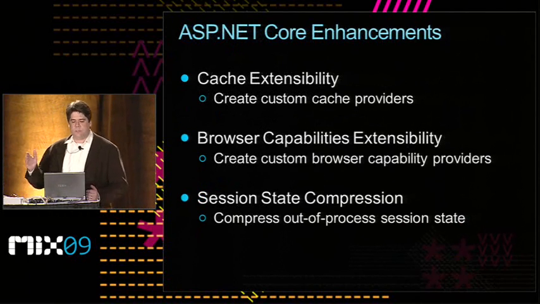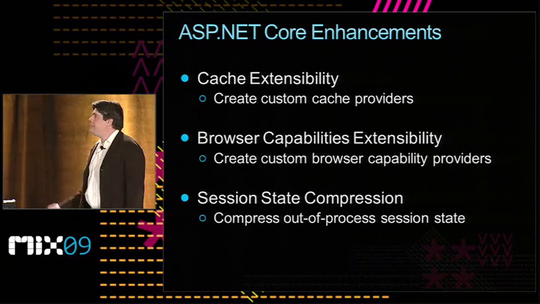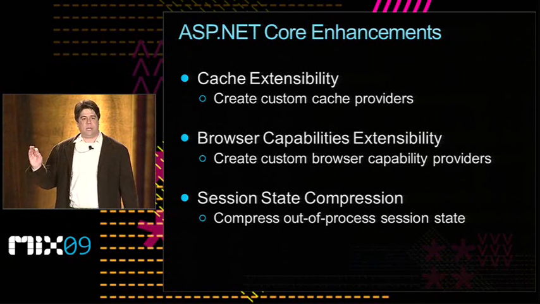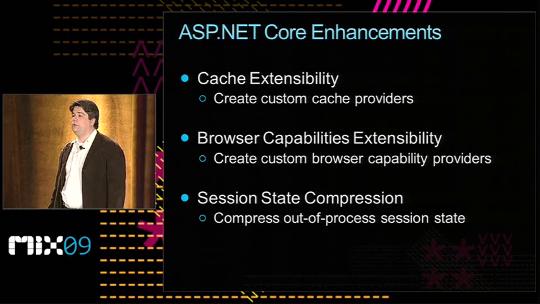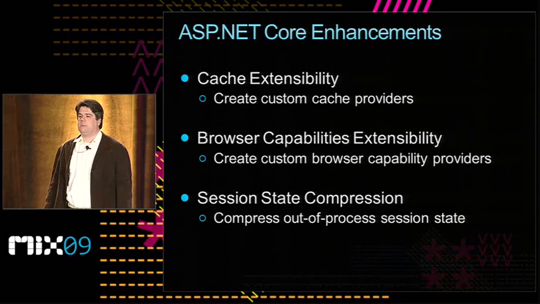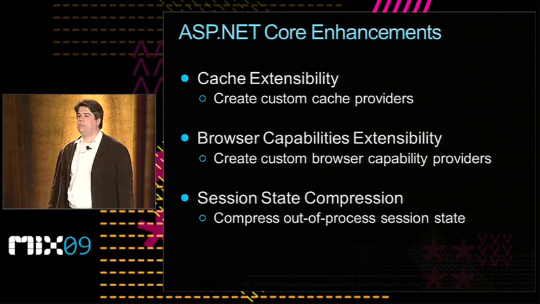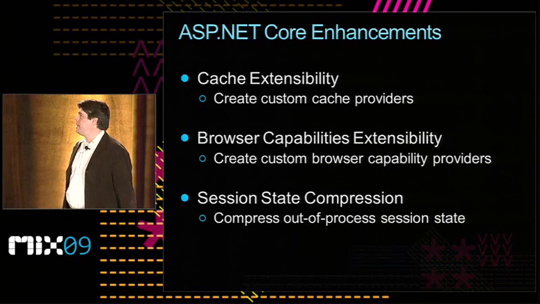ASP.NET Core enhancements. I'm just going to mention these very quickly. Cache extensibility. I'm super excited about Velocity. I know there's some sessions on Velocity. If you haven't looked at Velocity yet, Velocity is the code name for a new distributed cache system for ASP.NET. It allows you to distribute a cache across multiple servers. Even allows you to cache session state more efficiently. So important if you're building up a web farm and you want to take full advantage of caching.